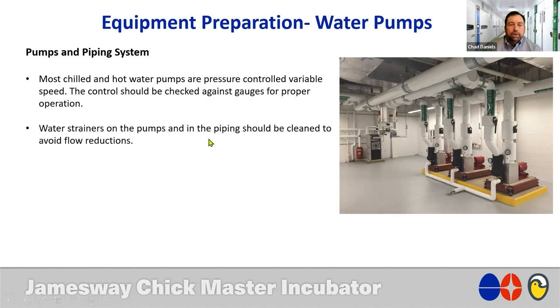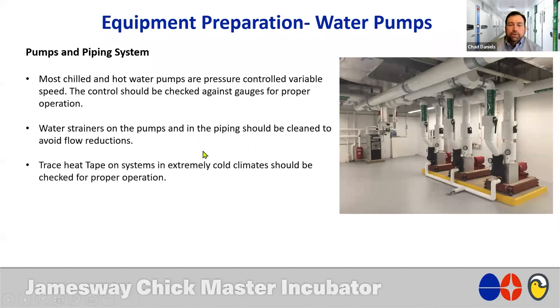In addition to that, just like we talked about on the coils, a lot of pumps have water strainers built right into the pump system. It's important to make sure you seasonally pull those strainers out of those pumps and clean those. If you have chilled water systems that are in extremely cold climates, a lot of times they'll have trace heat tape on that piping system, and it may be on your water lines going to your chiller. It's important to check that for proper operation to make sure you don't freeze up your water lines.